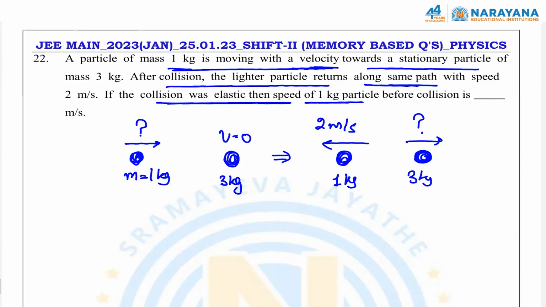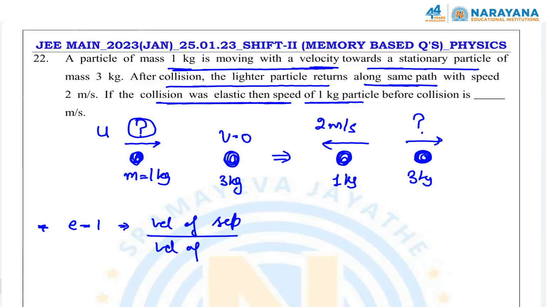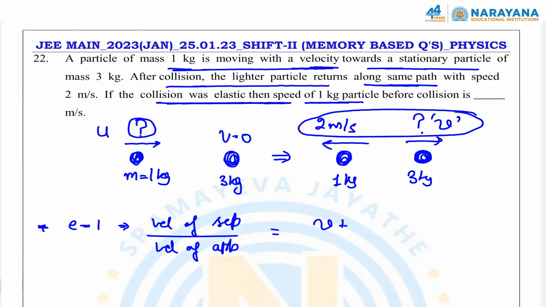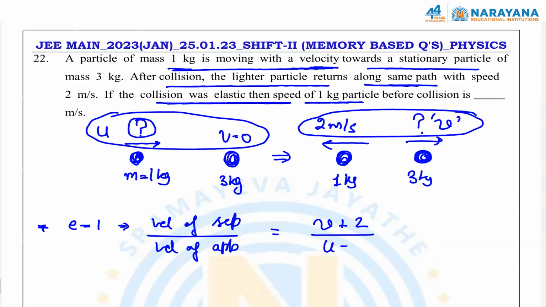So this value we want to find. Let's call it u. For elastic collision, we have e equal to 1, which is the velocity of separation over the velocity of approach. I need to assume the velocity of the second particle as v. Velocity of separation means relative velocity in this case, which is v plus 2. And velocity of approach is u minus 0. So we get v plus 2 over u is equal to 1.